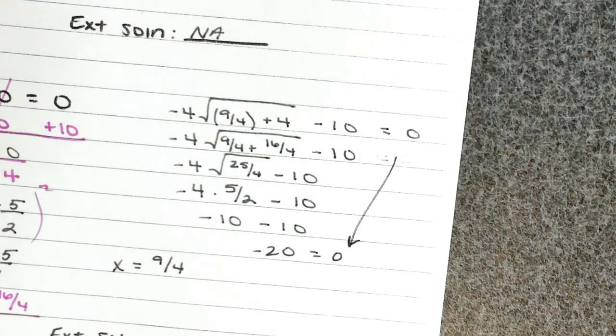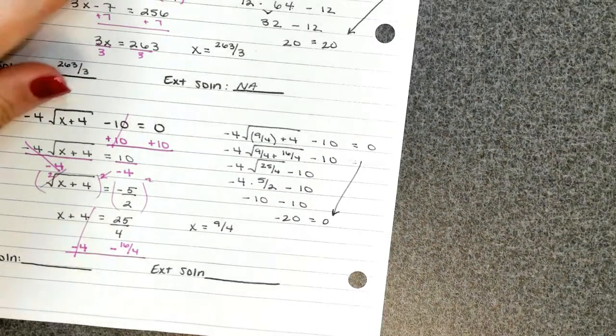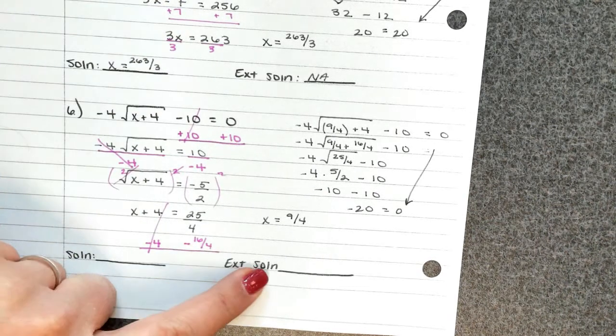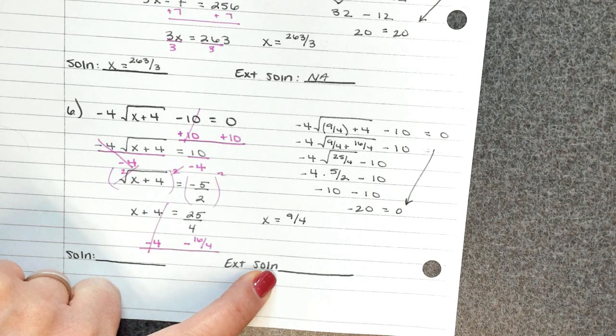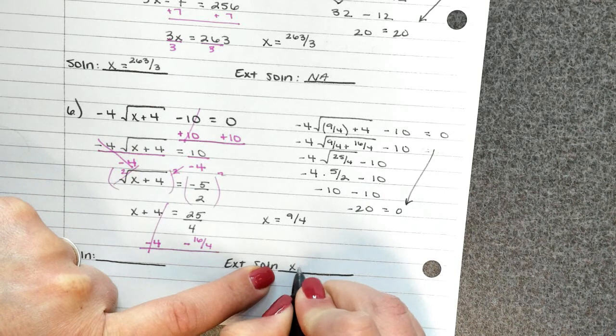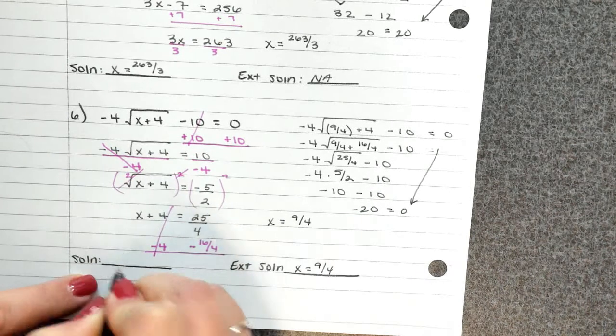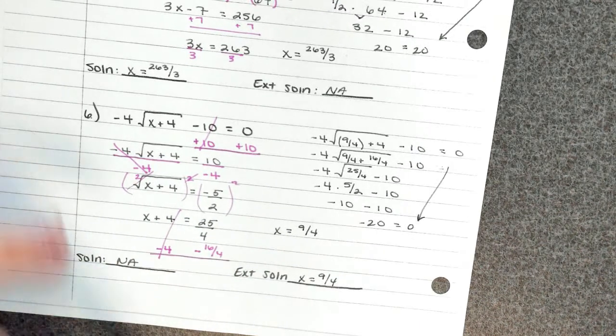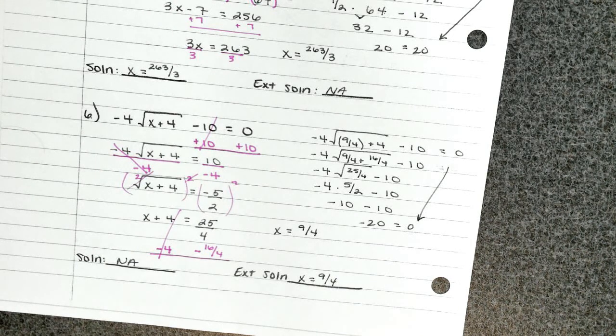So where does my answer go? Extraneous solutions. What is my answer? X equals 9/4. Solution, we can write not available or no solution. Okey doke. Give me a 1 through 5. How did this go? Cool.